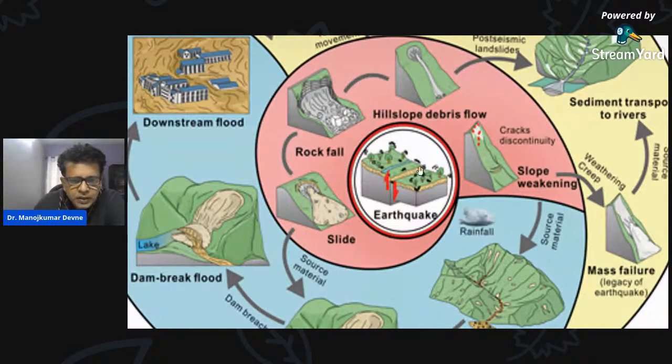An earthquake will lead to a landslide. It will lead to a rock slide or rock fall also. Of course, this is dependent on the material. If it is muddy, then you call it a slide. If it is rocky, you call it a fall, because of course it's going to move faster. If it's very fine, then it's going to be called a debris flow. Then it will lead to slope weakening and so on and so forth. So an original earthquake will lead to these things happening.